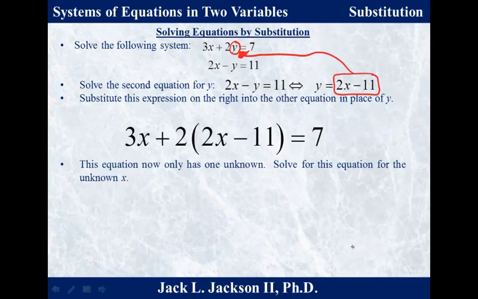So what we want to do is take this 2x minus 11 and put it in place of the y in the other equation. So we have 3x plus 2 times 2x minus 11 equals 7. So now this equation only has one unknown. We want to solve this for the unknown. So if you haven't done this already, why don't you stop here and go ahead and do this now. Press pause.